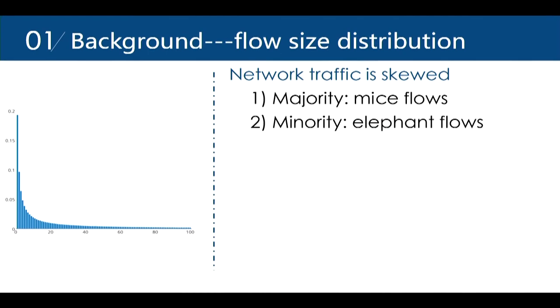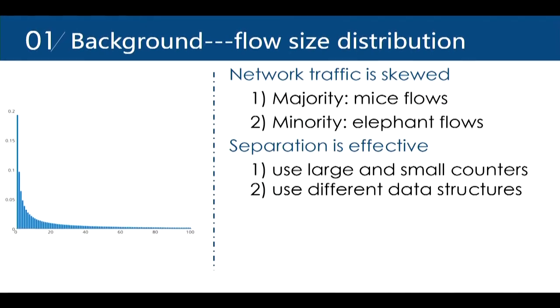The third characteristic is flow size distribution. Network traffic is skewed, which means that most flows are very small. They have only maybe one or two packets. They are known as mouse flows. And a very small number of flows are very large. They are known as elephant flows.